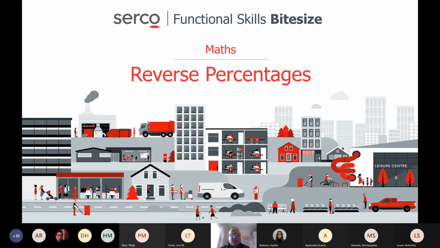The idea of these bite-sized sessions is short, sharp sessions on some of the key topics that come up. And reverse percentage is one of those, particularly. Percentages is a big factor in maths generally, but certainly in functional skills. And actually, most of us use percentages every day. We go to the shop and we see there's so much percent off something, or we've got to work out. You might see your tax return.